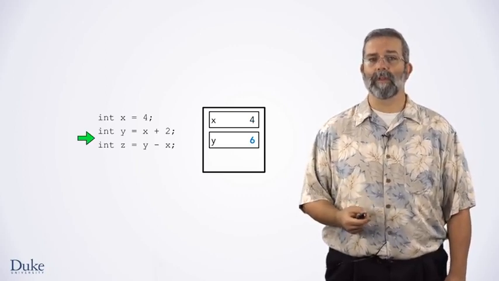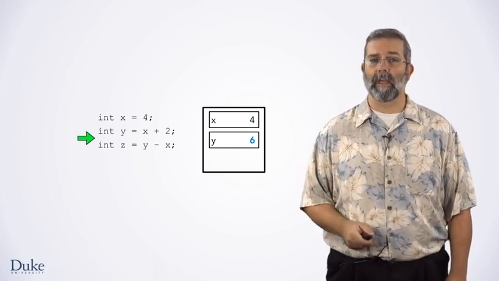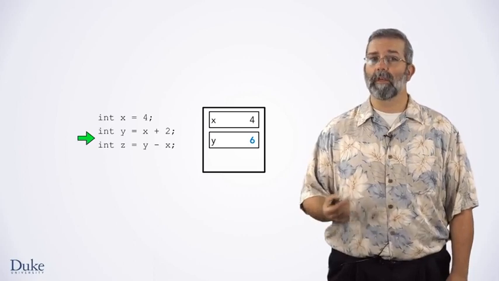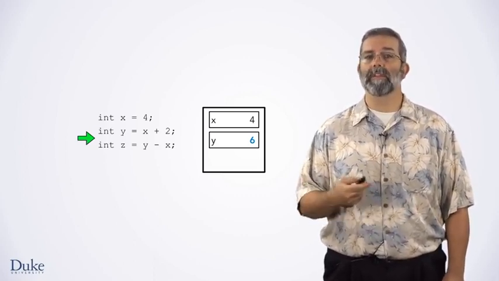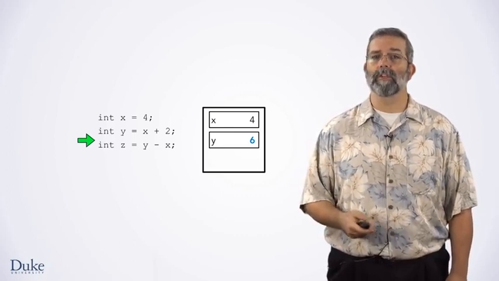The last statement creates a variable z and initializes it to y minus x. So you would take the value of y, which is 6, and the value of x, which is 4, and subtract them to get 2. You would then create a box for z and initialize it to 2.